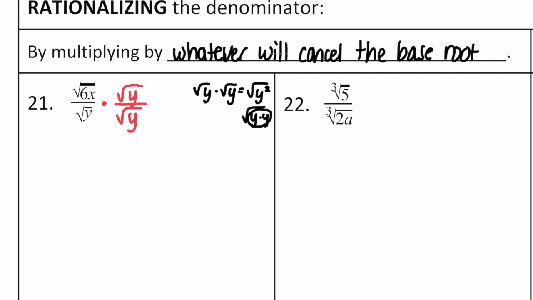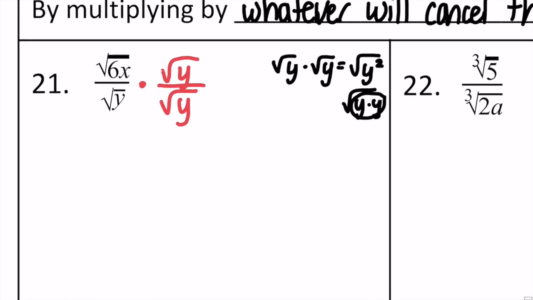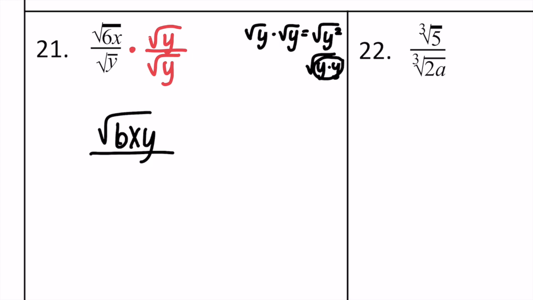So I have the square root of 6x times the square root of y in the numerator. That's the square root of 6xy. And then in the denominator, we did this off to the side. This is equal to y. And that's my answer.